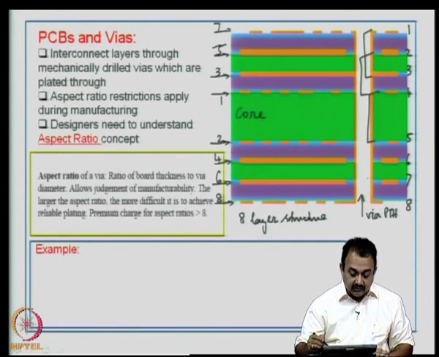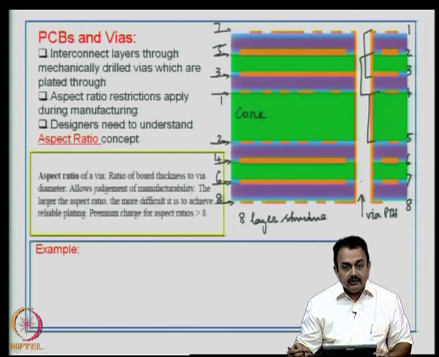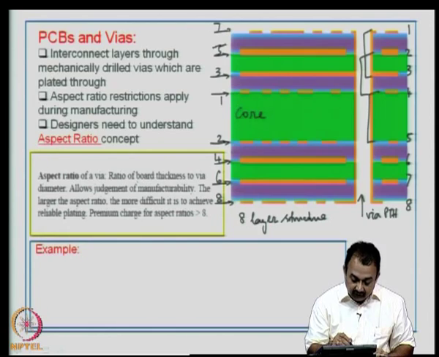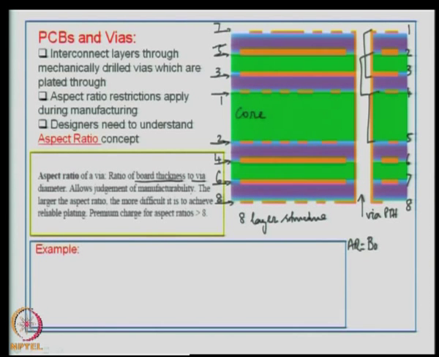Aspect ratio restrictions apply during manufacturing, and designers need to understand the aspect ratio concept. So, with this background, what is an aspect ratio? It is the ratio of the board thickness to the via diameter. So, aspect ratio is equal to the board thickness by the minimum via diameter on the board.